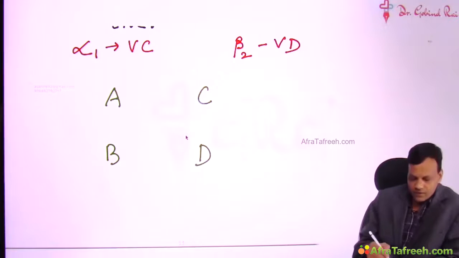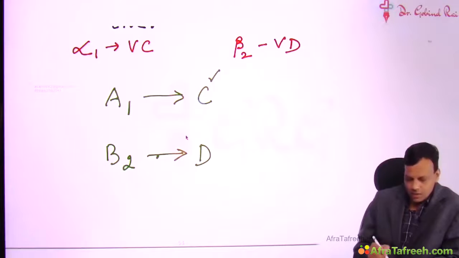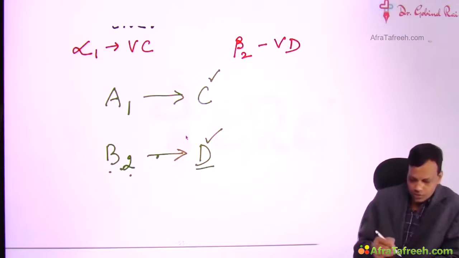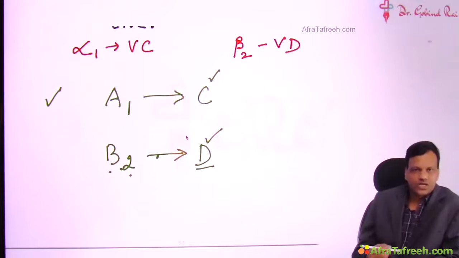And in nursery class we were also taught counting 1, 2. Now we just need to put the arrows. So you can remember A1 means alpha 1, it will cause C, meaning constriction. B2 means beta 2, it will cause D for dilation. So alpha 1 will cause vasoconstriction and beta 2 will cause vasodilation. So we have remembered which receptor causes vasoconstriction and which causes vasodilation.